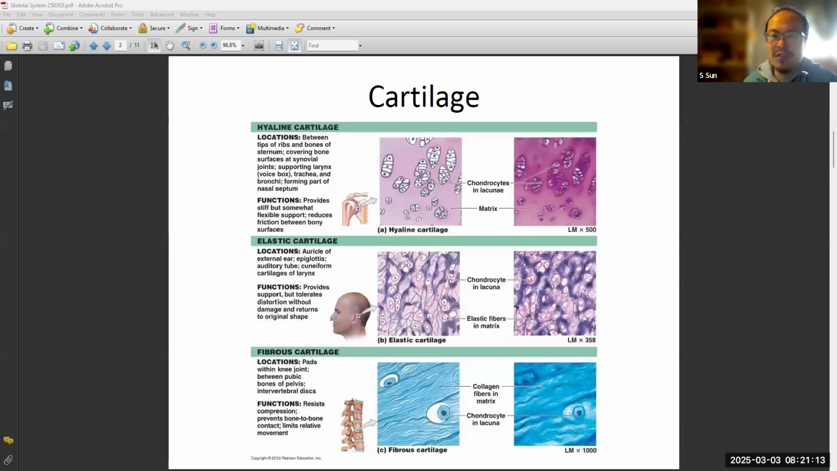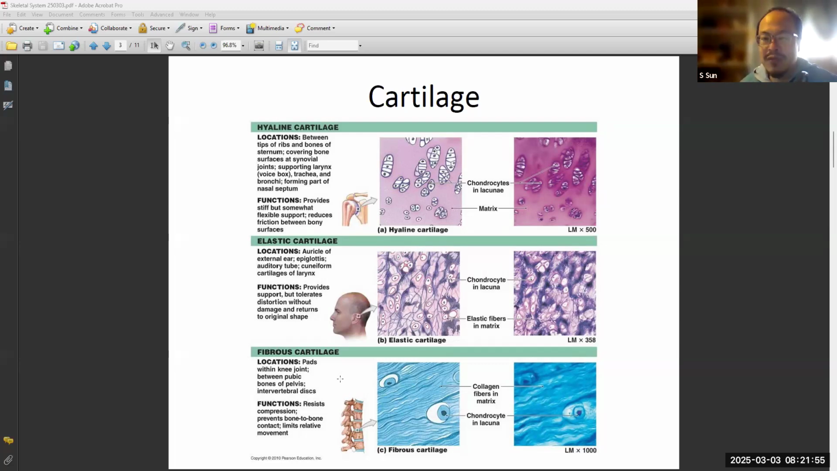We talked about this already, so just a quick review. For cartilage, you have three major types. Hyaline cartilage, you usually see between bones. It serves to provide smooth movement in our joints. We also have elastic cartilage. This one is a little more resistant than the hyaline cartilage, meaning that both are pretty resistant, but the elastic cartilage allows it to be bent. So it is elastic.